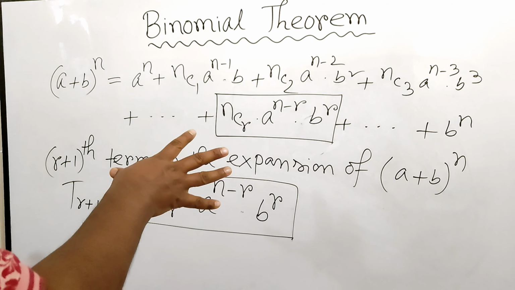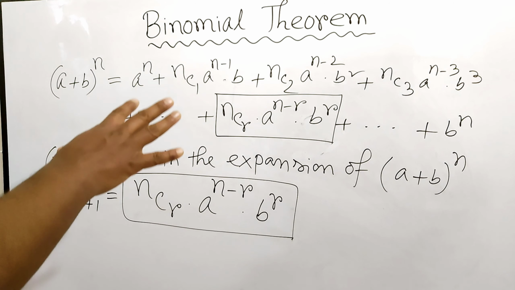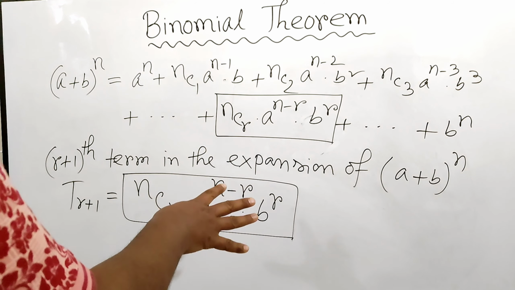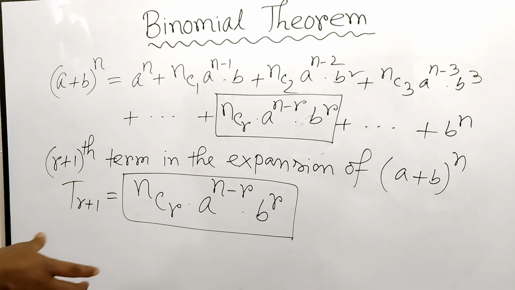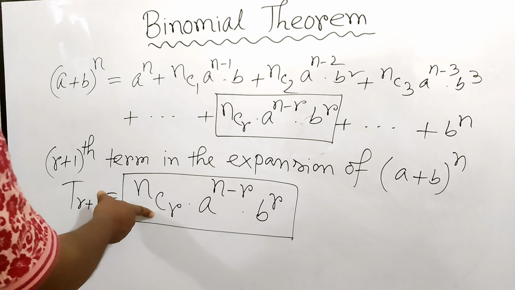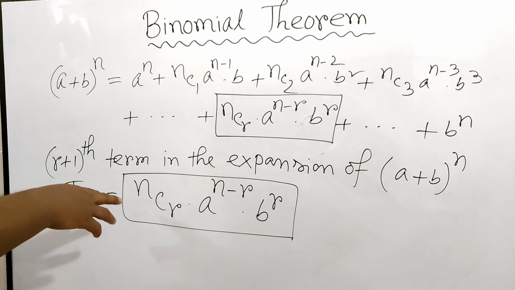So by using this term you can find anything from this expansion. Okay, and you should keep in mind this here. So here you need to know something about the NCR. What is the NCR? Actually here C is for combination. Now I'll show some formula of NCR.